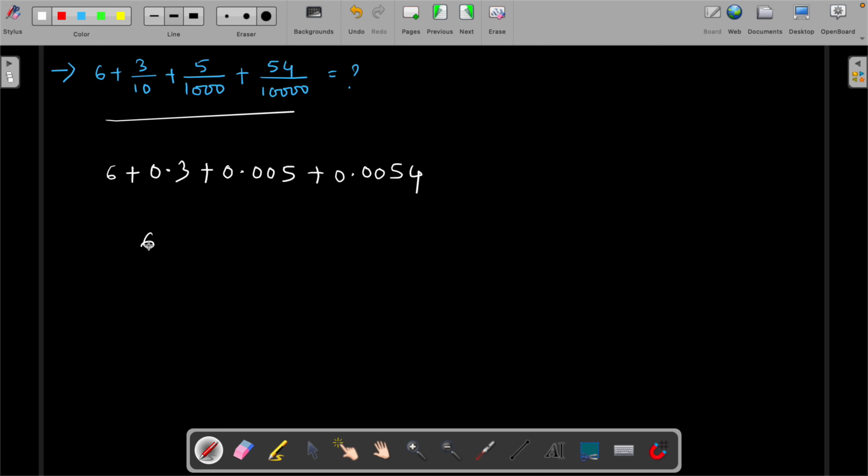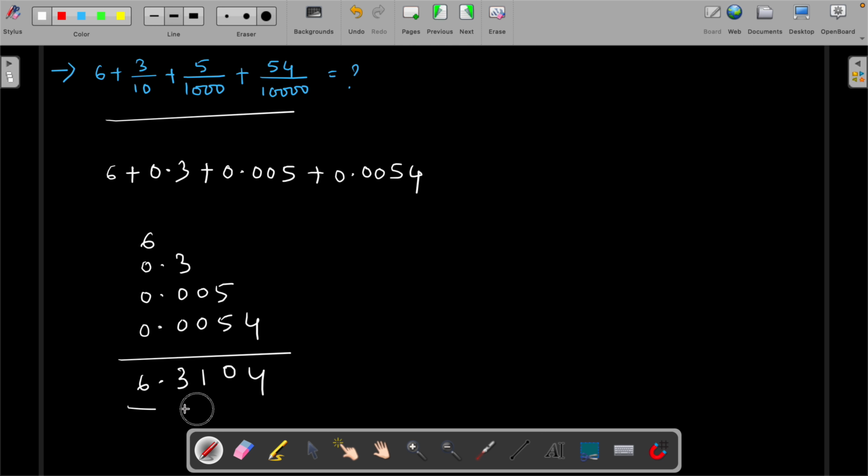Very easy. 6, 0.3, 0.005, 0.0054, 4, 10, 1, 3, 6. So answer is this 6.3104.